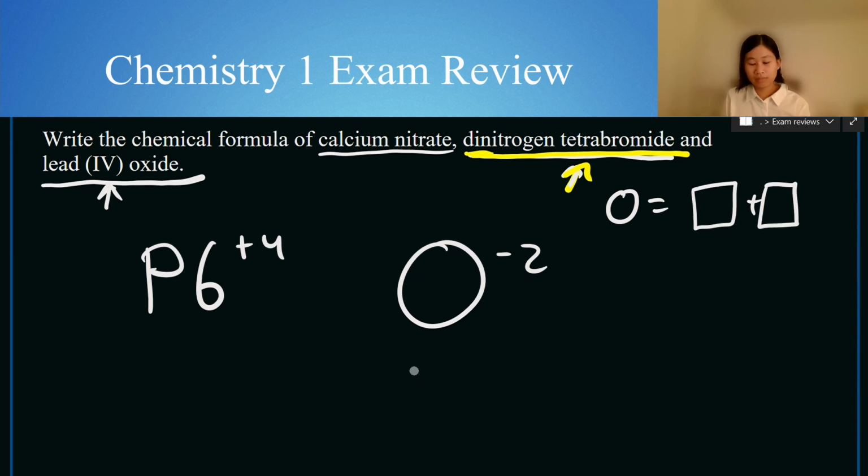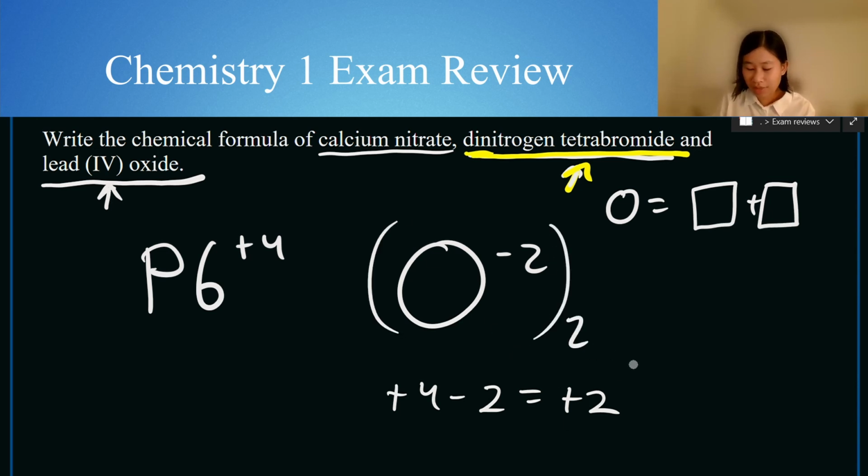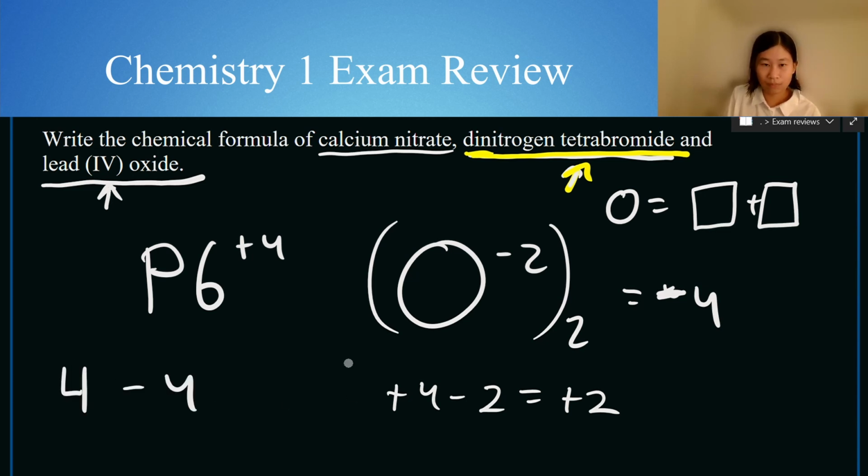So if we put one lead and one oxygen together right now, we have a +4 with a -2. If we add these up, this equals +2, which is not 0. Therefore, we need 2 oxygens, because then we would get a -4 from the oxygens. That would be 4 minus 4, so +4 from the lead, -4 from the 2 oxygens, and you would get 0.